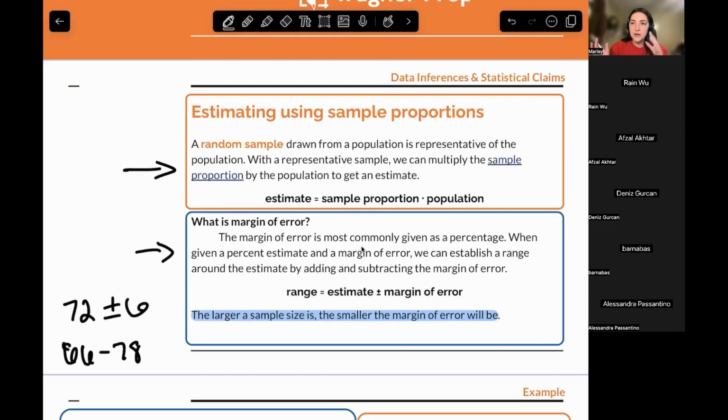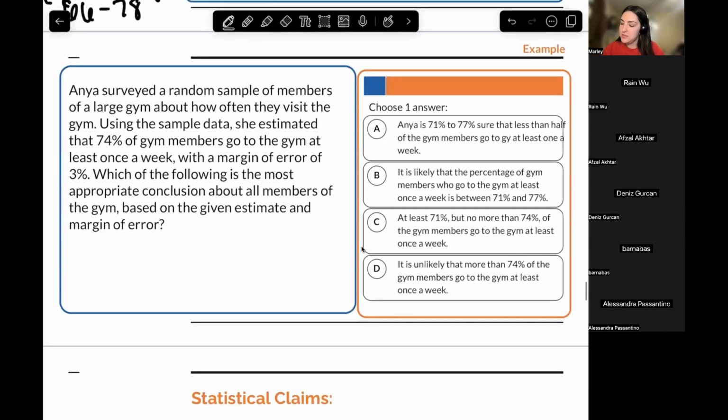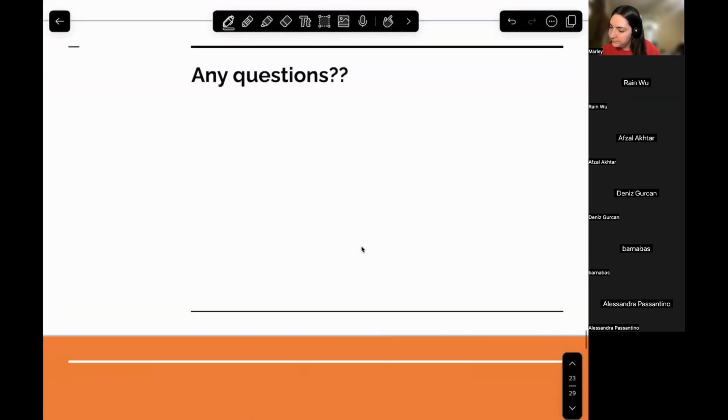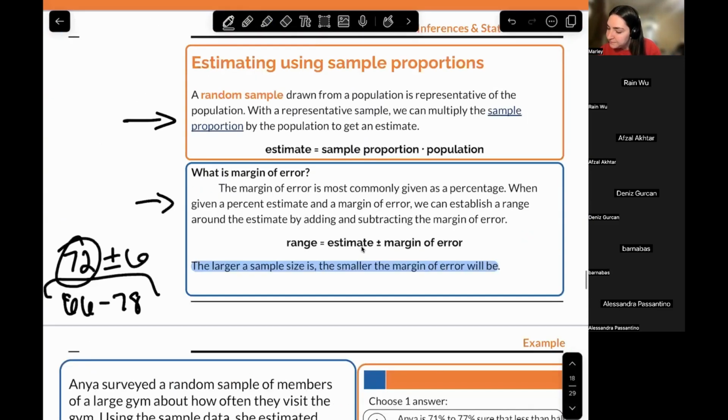So margin of error is kind of just saying, okay, we sampled everybody, but the mean actually might fall somewhere between this range rather than definitively being 72 or something like that. We'll take a look at some examples, but let me just see. Okay, this is all we had left. Good.